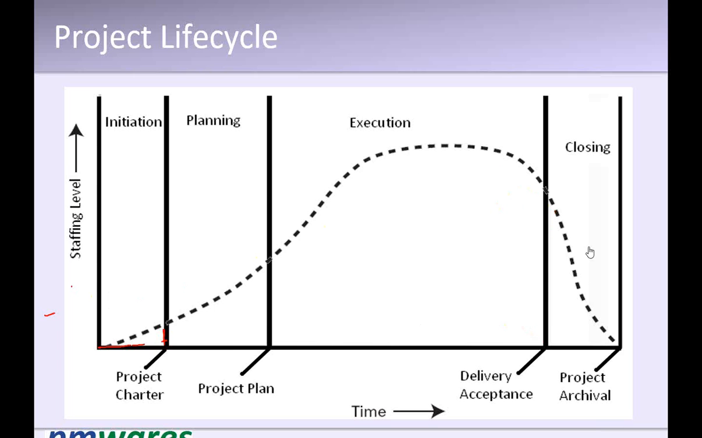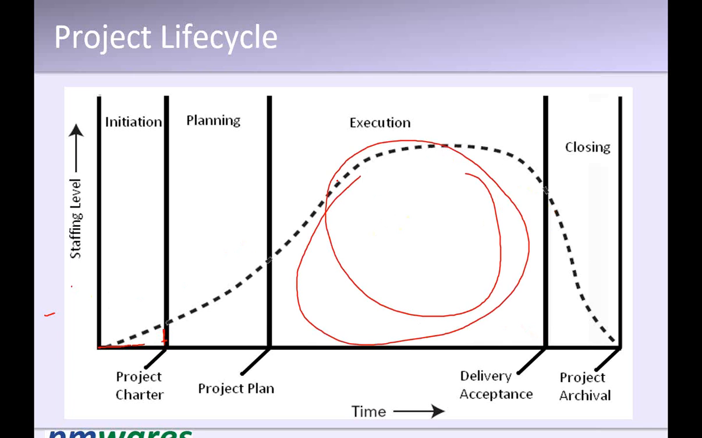It creates a bell curve which is backloaded. What this bell curve shows is that when the staffing level is high, the cost is high. So most of the area under this line shows how much money we are spending. You can easily assume that most of the money is getting spent during the execution.